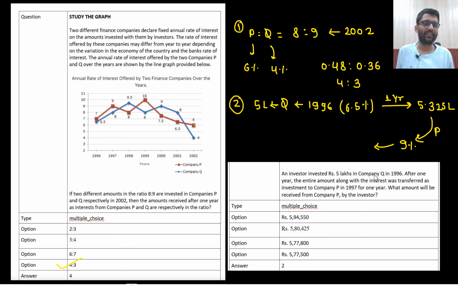With a 9% interest rate, you basically need to multiply this amount with 1.09. So you are getting 5.80425 lakhs. Basically 9% more he will get. So 5.325 into 1 plus 9 by 100, that is 5.325 into 1.09. This much amount he is getting, which matches this option. That's it, this is the answer. So you always read it very slowly. You know everything, there will just be a lot of data. You just need to read it slowly so that you will be able to answer it quickly.